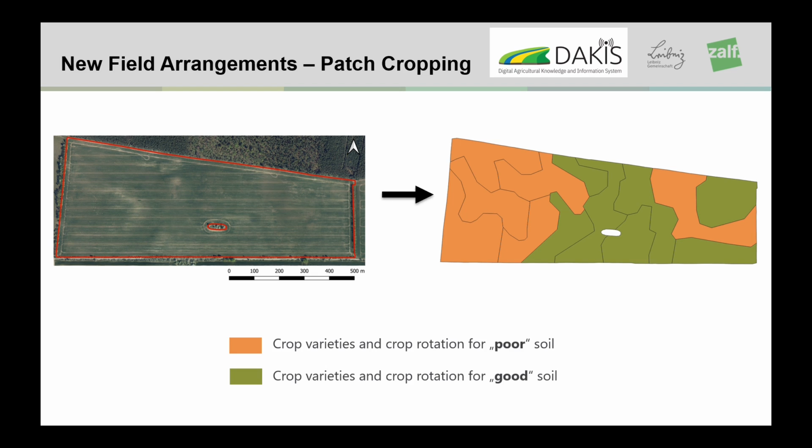The first step is to analyze the field for its site-specific characteristics and then subdivide it. The divisions created in this way make it possible to divide the field into patches with different yield potential. Areas with lighter conditions, we call it areas with low yield potential, in this example the orange polygons with sandy soil, can be planted with crop varieties and crop rotations adapted for these sites. In areas with better soil characteristics, the green polygons, here with loamy sand, crop varieties and crop rotations can be planted which are adapted to better sites. These areas have higher yield potential.